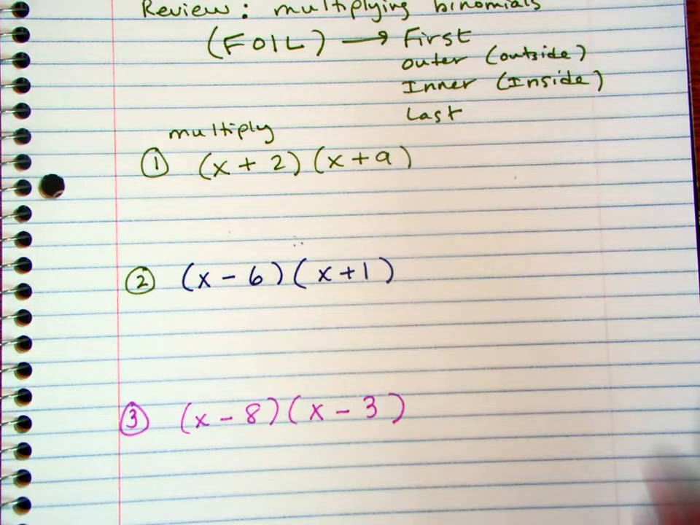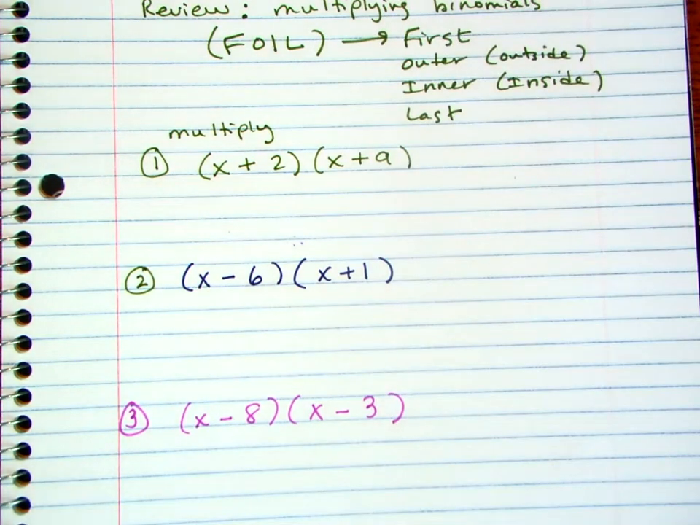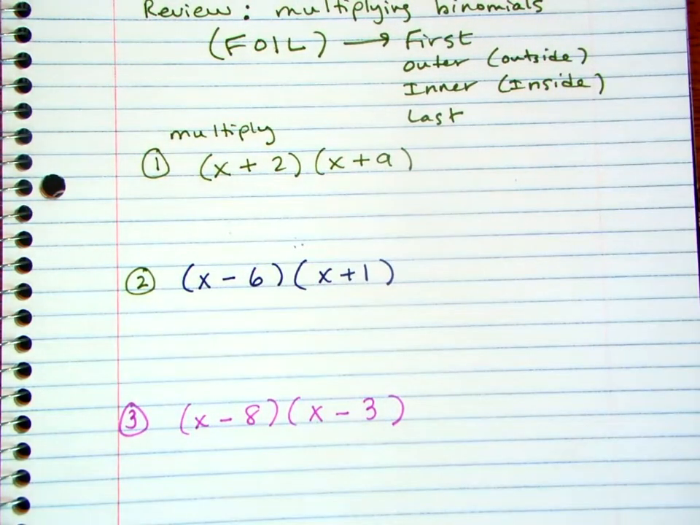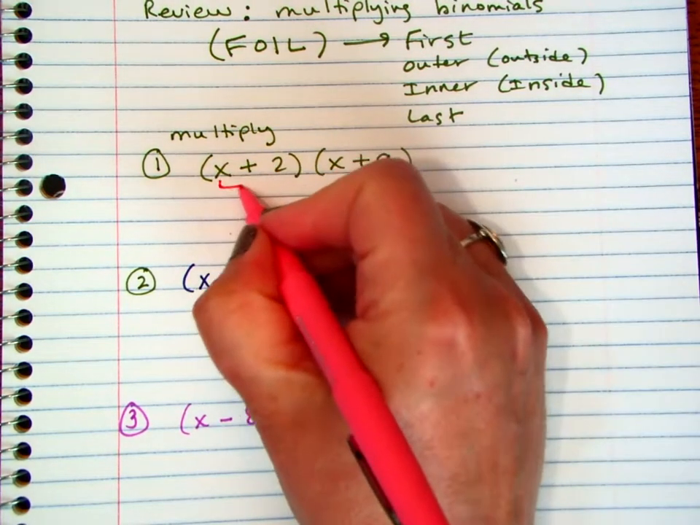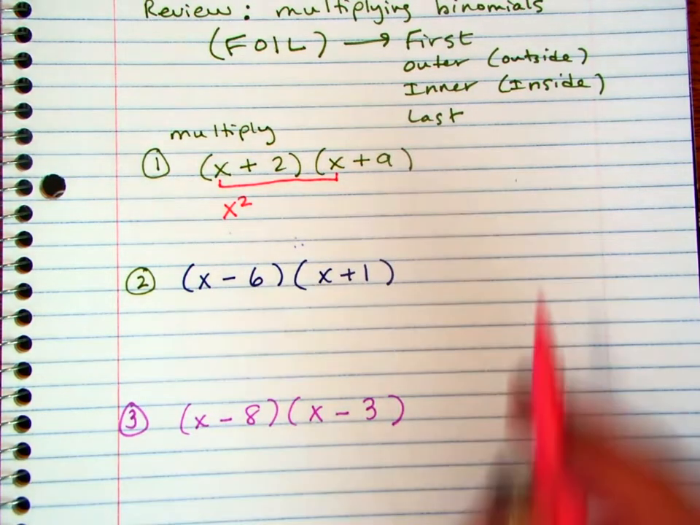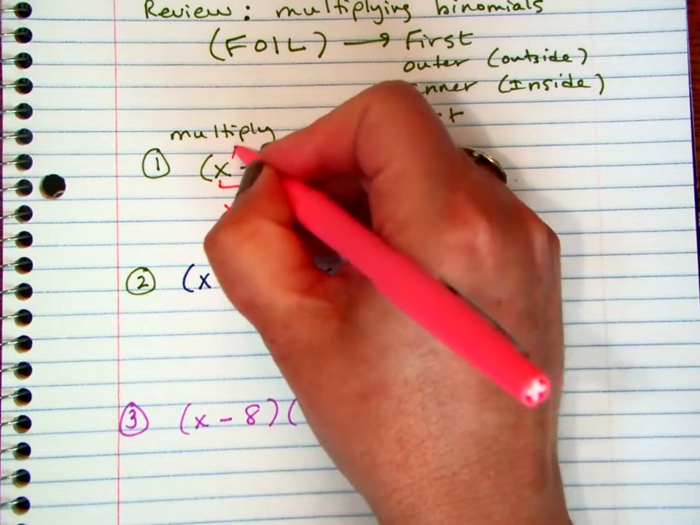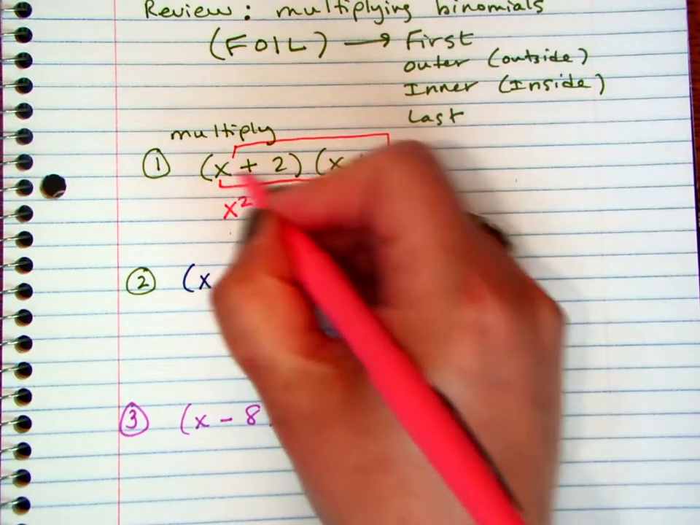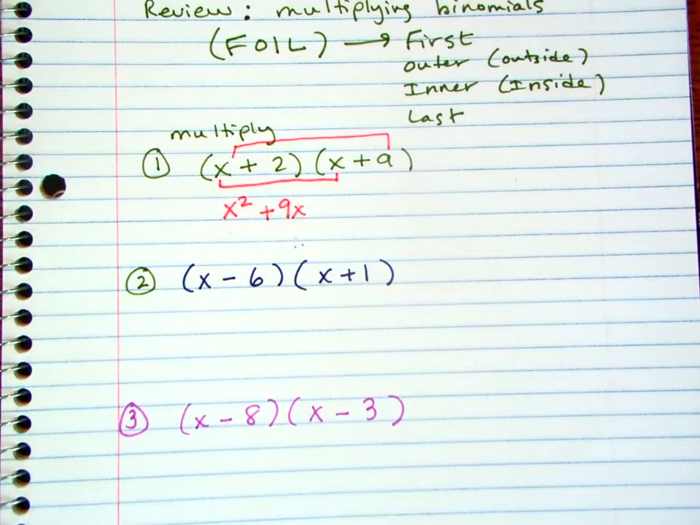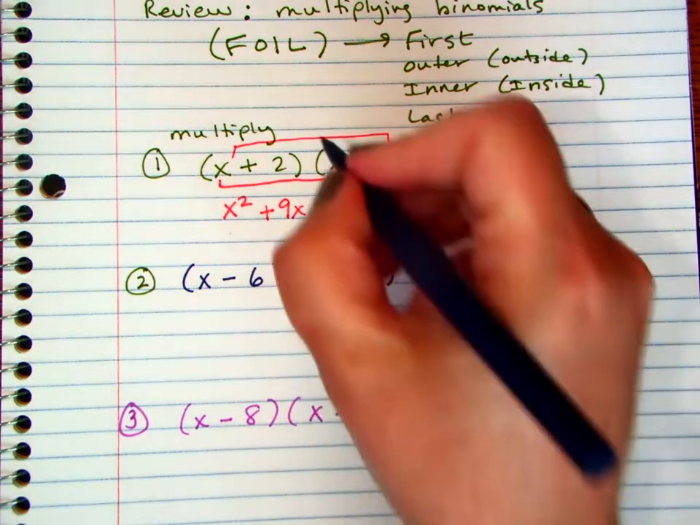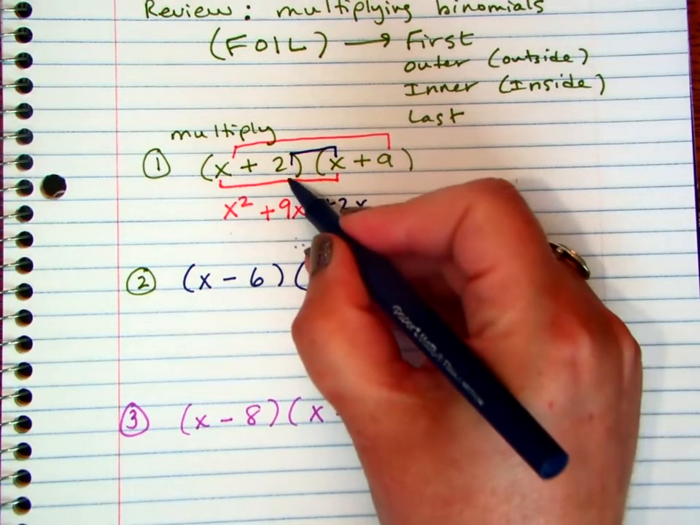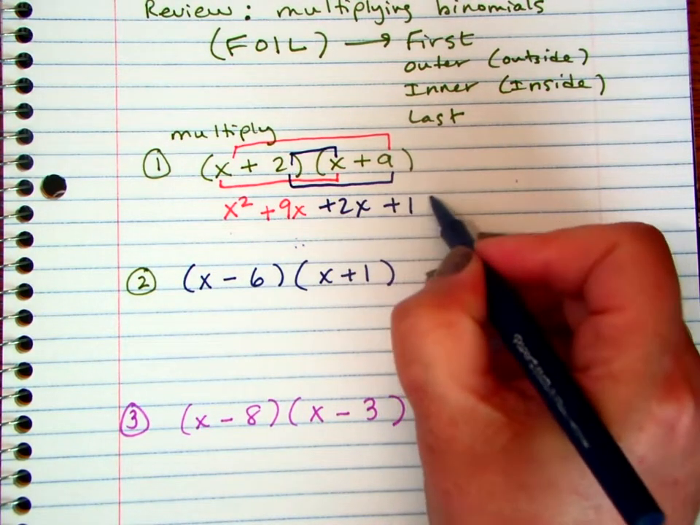All right, so now remember we're going to do the first. So in this case, those first 2. Now you don't have to go in this order, but this is kind of just a way to think about it. Whatever works for you is fine. So x times x, which is, of course, x squared. Okay, and then outer, so which will be this outer one and that outer one. So 9 times x, which is a positive 9x. So we're going to multiply each of these pieces. Then inner, which is 2 times x, which would be plus 2x. And then you'll have the last 2 times 9, which is plus 18.